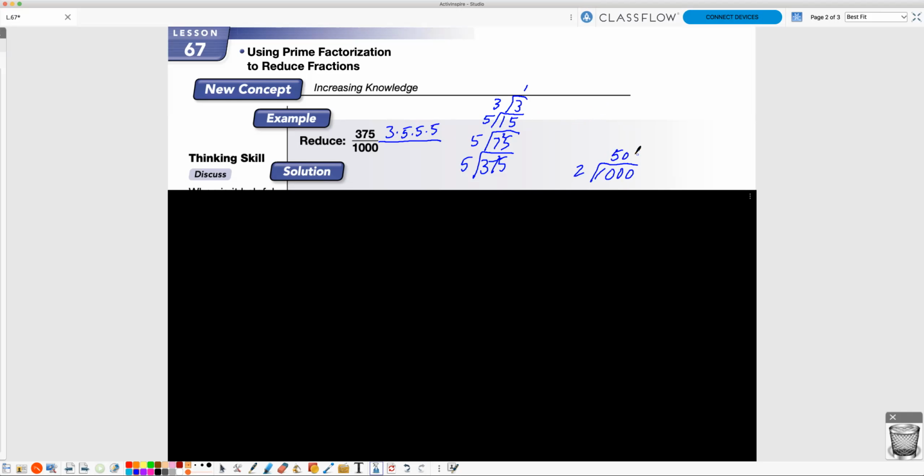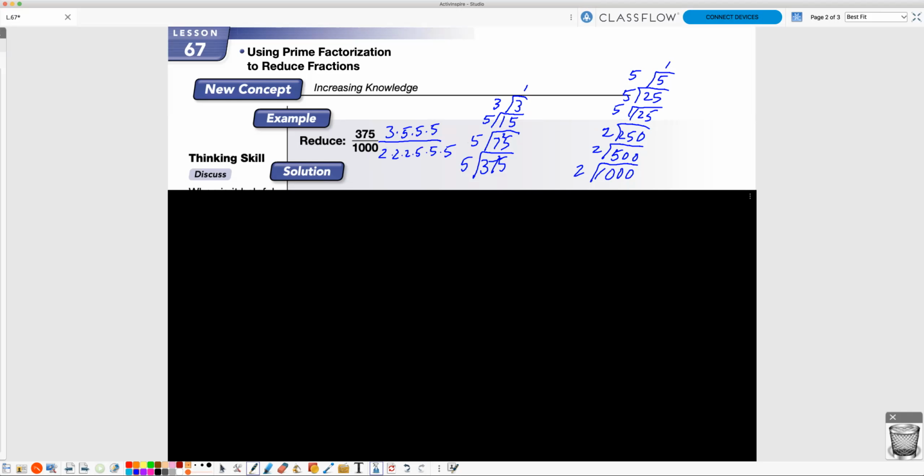You can use what you remember for 1,000 from the previous page, or we can just do it again here. 1,000 divided by 2 is 500. 500 divided by 2 is 250. 250 divided by 2 is 125. 125 divided by 5 equals 25, and 25 divided by 5 equals 5. 5 divided by 5 equals 1. So now I have 2 times 2 times 2 times 5 times 5 times 5 as the denominator.